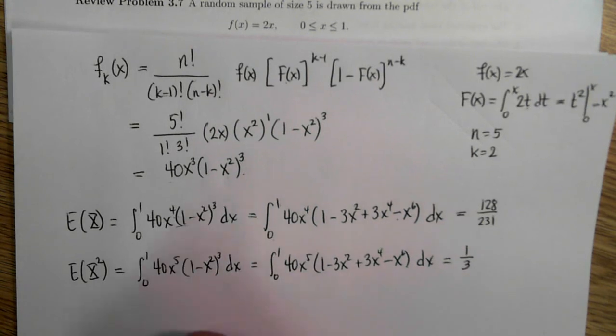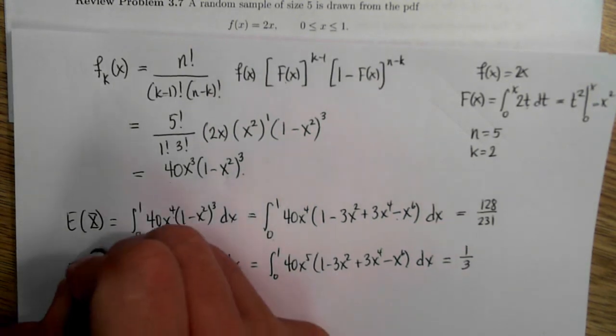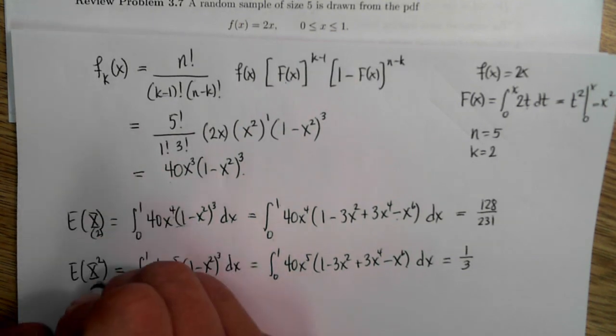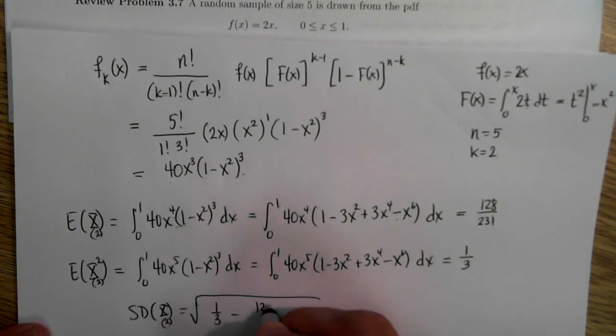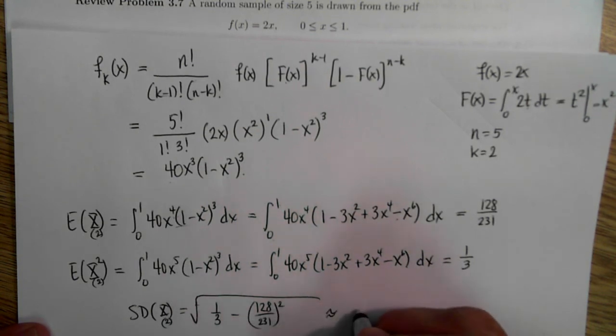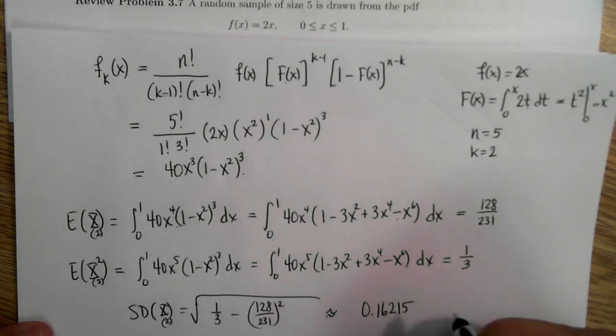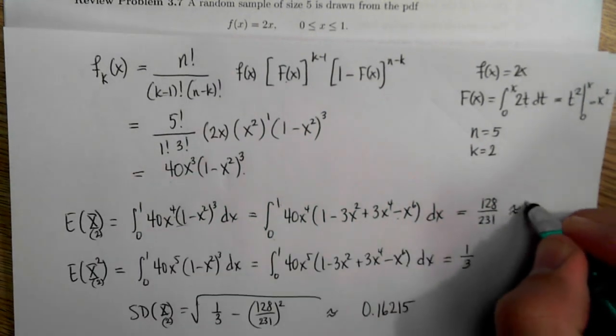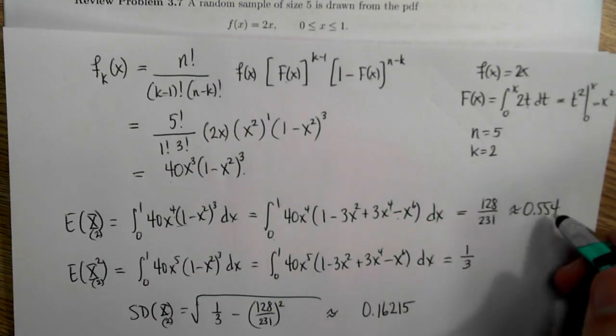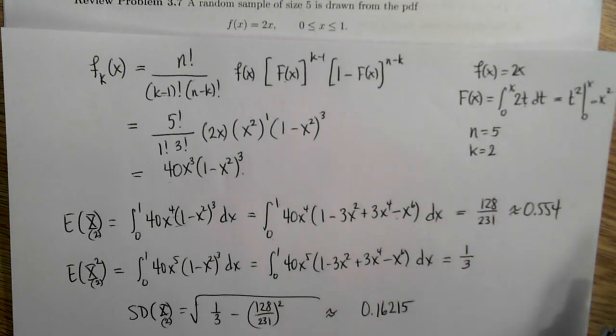And so finally, to get the standard deviation, this should be not x, but the second smallest of them. The standard deviation of the second smallest will be the square root of 1/3 minus (128 over 231) squared. And I get this to work out to be about 0.16215. So the mean for the second smallest works out to be about 0.554, and the standard deviation works out to be about 0.162.